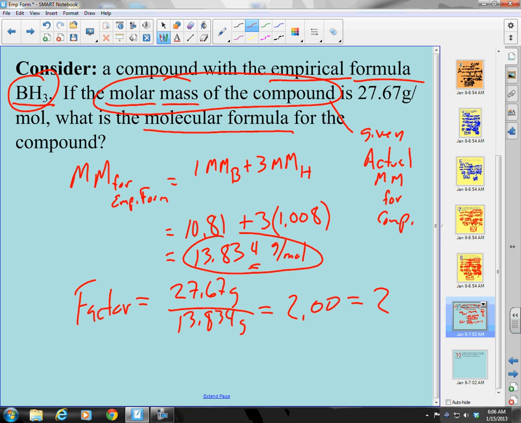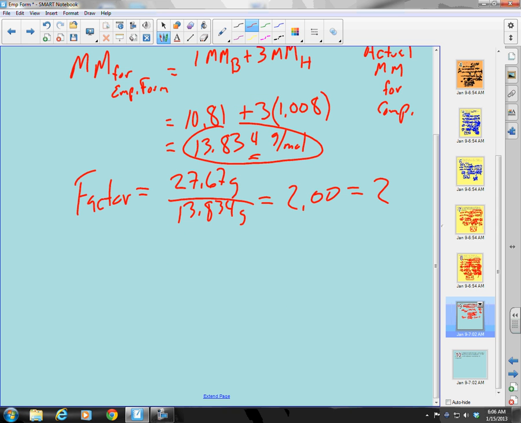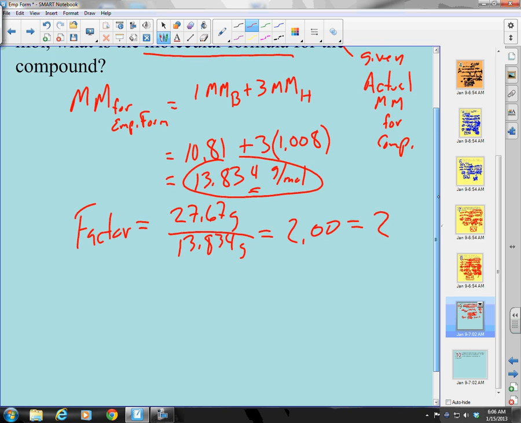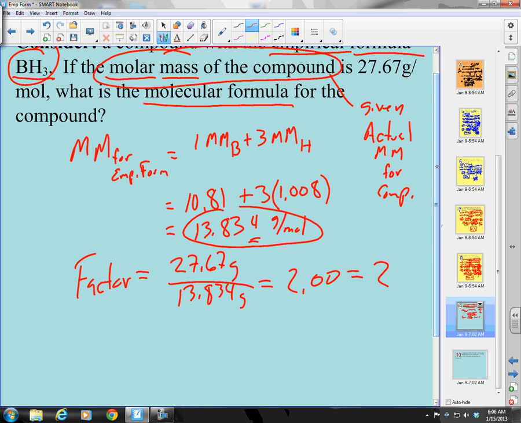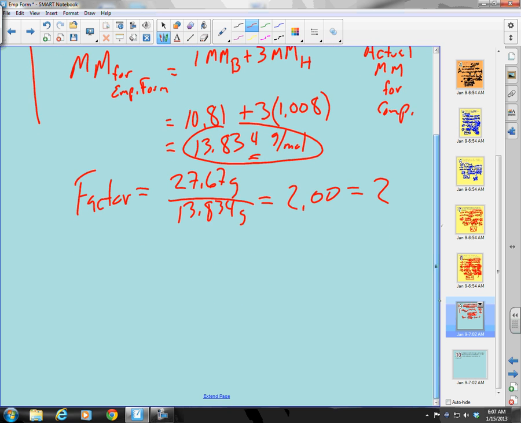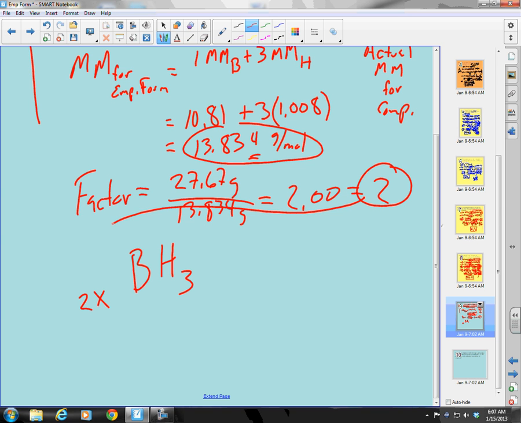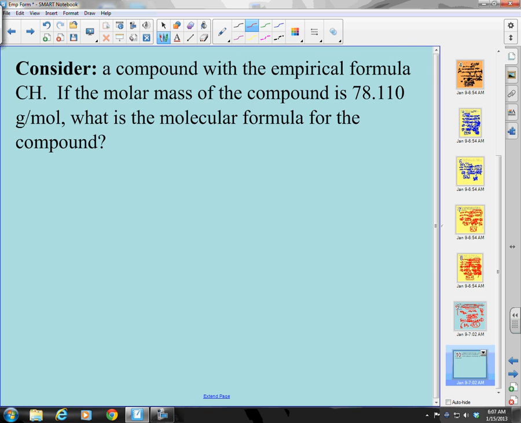That's my factor. Now, how do I get my molecular formula? I take my empirical formula, BH3, and I'm going to multiply those subscripts by my factor of 2, and when I do that, I get B2H6, and that is my molecular formula. Can't be easier than that, can it? All right, you do the last one, and then we're done. Bring me back when you're ready.